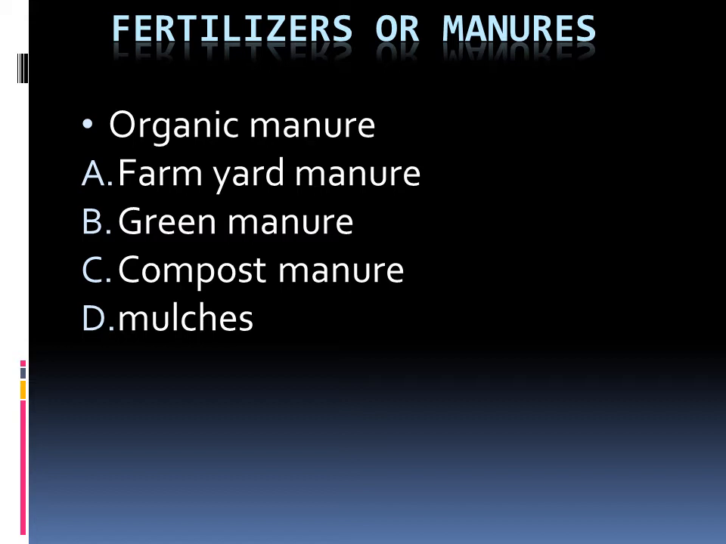Green manure. Green manure, it is made by cutting or chopping green plants and plowing them into the soil. Pupils, green manure also takes the longest time to release nutrients to the soil.